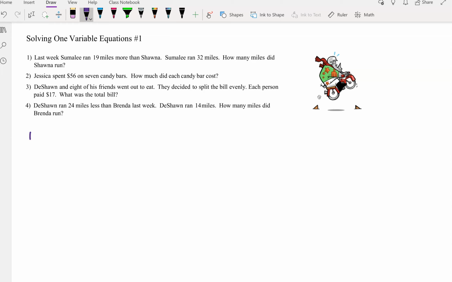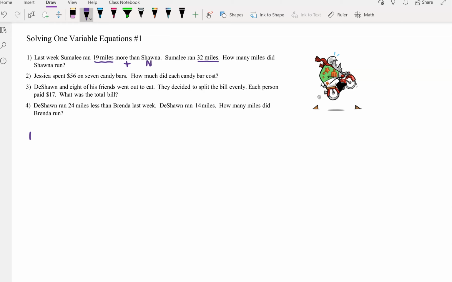All right, number 1 says last week Somali ran 19 miles more than Shauna. Somali ran 32 miles. How many miles did Shauna run? Okay, so we are going to underline some important things here and add some mathematical symbols. 19 miles more than means we're adding to whatever number of miles Shauna ran. Let's use N for Shauna. Okay. And it says Somali ran a total of 32 miles. So that's going to be important information as well.